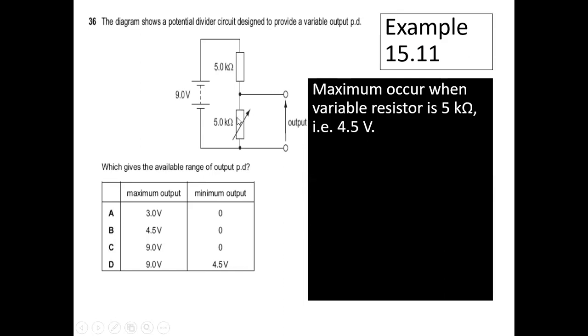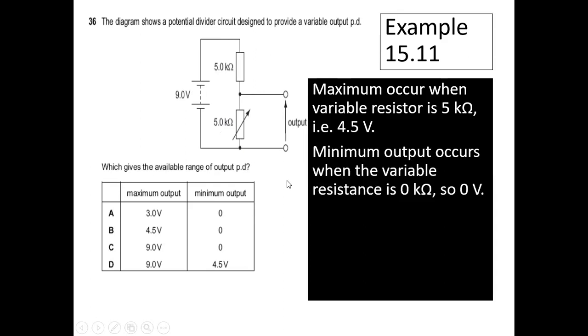Maximum is 5. So this 9 volt is shared between 5 and 5. So it's 4.5 here. Minimum, this is 0. So it will be 0. B.